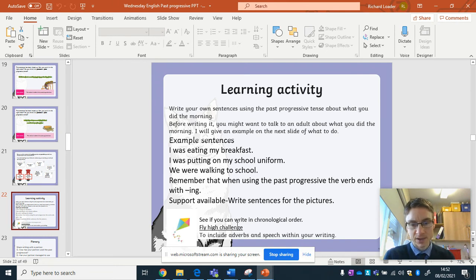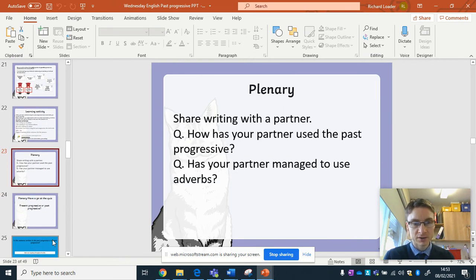Now, Fly High Challenge, try and put it into chronological order of the events that happen. So what did you do first, then next, then after that. And then try to include adverbs and speech within your writing. Now that's a really good challenge for you. When you're done, share your writing with a partner and then see if they've managed to use the past progressive and has your partner managed to use adverbs.